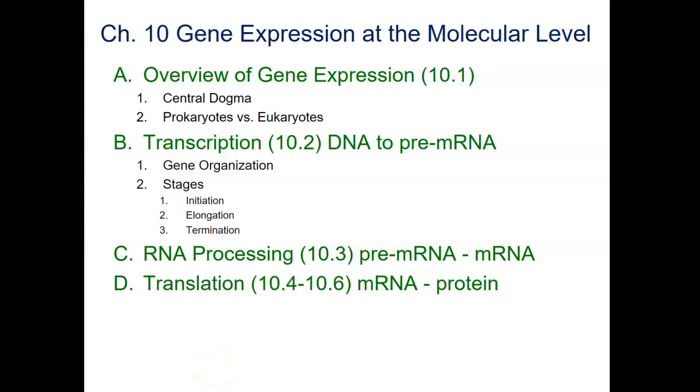Now that we've reviewed what exactly gene expression is, going from DNA to RNA to protein, we will now look in more detail at the process of transcription itself, going from DNA to RNA. We'll begin by looking at the organization of a gene, what actually constitutes a gene, what percent of the genome actually is protein coding regions, and then we'll talk about the stages of transcription, which include initiation, elongation, and termination.